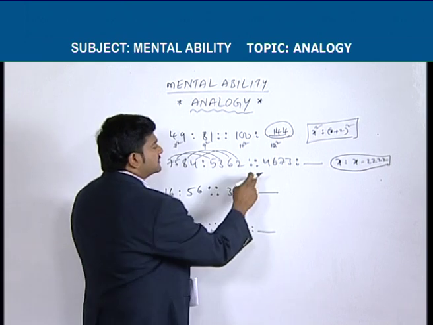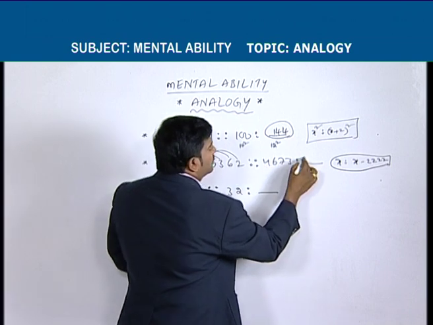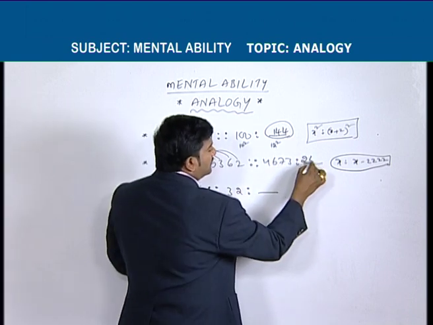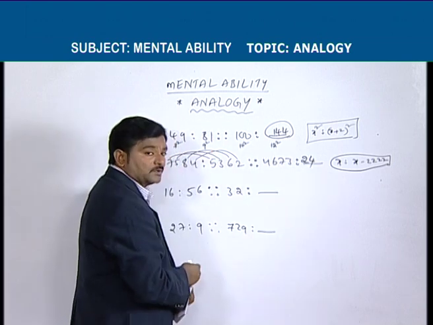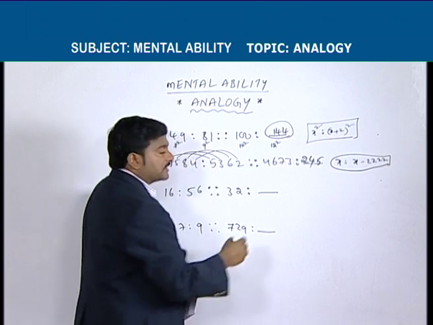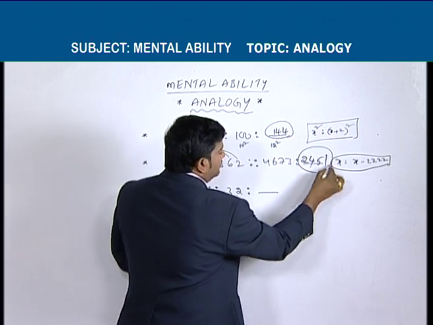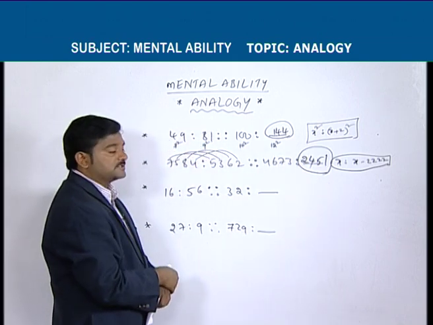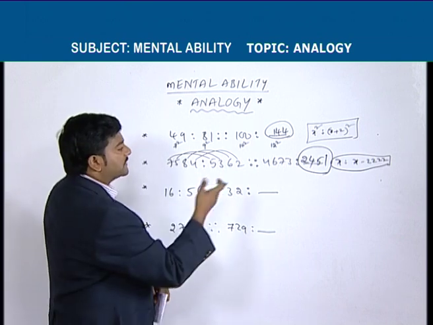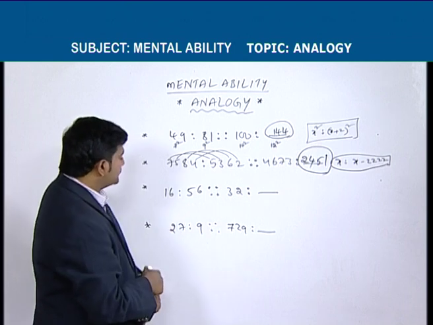Similarly apply here. Subtracting 2 from 4, what will you get? 2. Subtracting 2 from 6, what will you get? 4. Subtracting 2 from 7, what will you get here? 5. Subtracting 2 from 3, what will you get here? 1. Therefore the final answer for that question is 2451. I hope you understood the concept of that. Now we'll go to this.